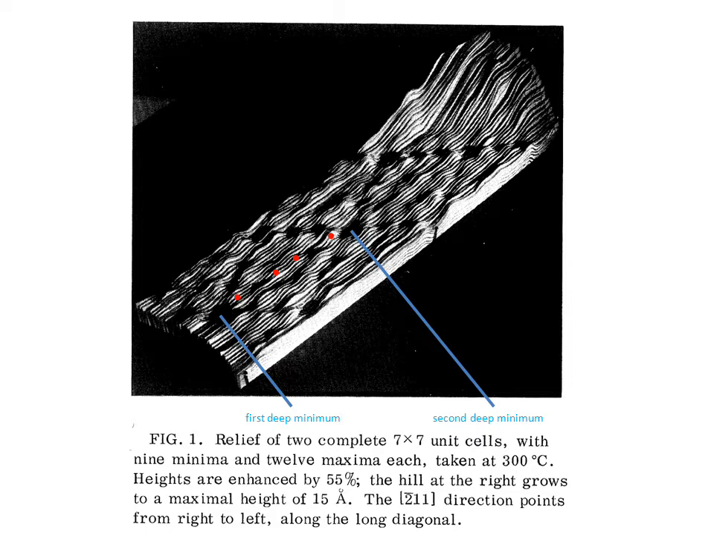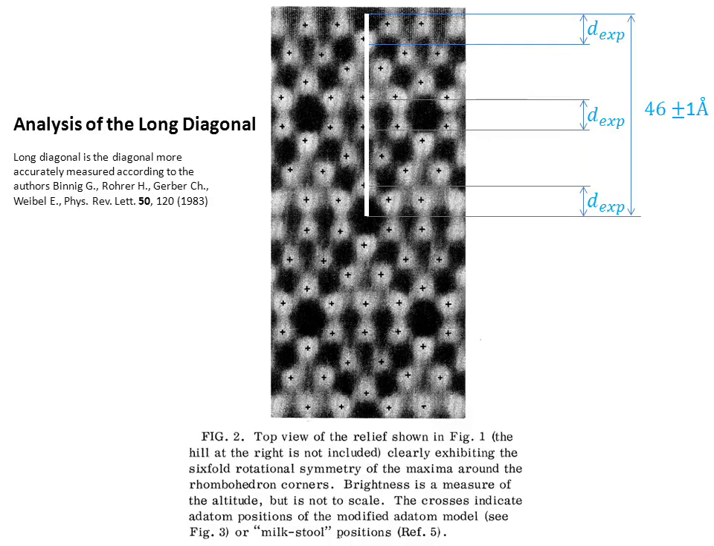The 4 red dots indicate the 4 maximums lying along the long diagonal. Here the red dots are placed on the 12 maxima of a 7x7 unit cell. The 9 minima around them are also seen. As was mentioned, the scanning tunneling microscope (STM) provides a unique possibility, unmatched by any other technique, to measure exactly the real size of entities of molecular and atomic dimensions. Thus, the authors have measured the long diagonal to be 46 ± 1 angstrom.